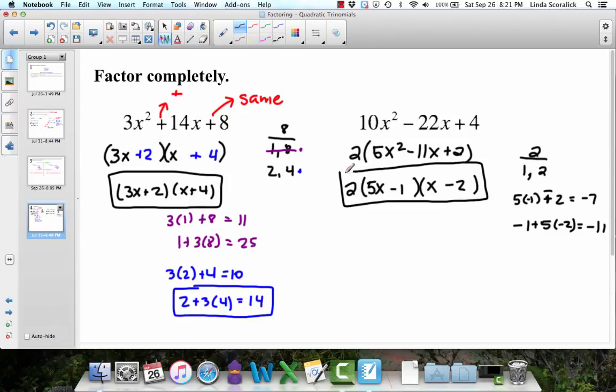Factoring quadratic trinomials can be a difficult concept. It's something that's very abstract. I recommend that you highlight any questions that you have in your notes, and we'll do some more examples when you get to class.